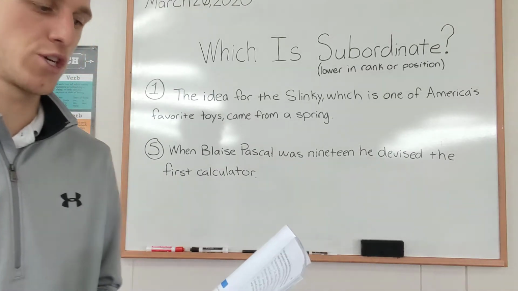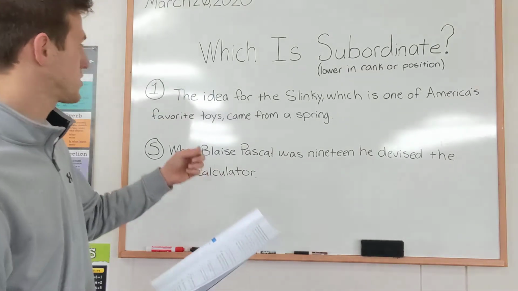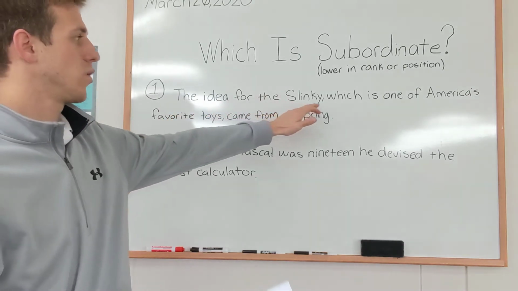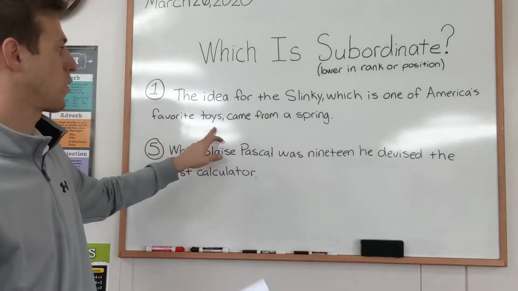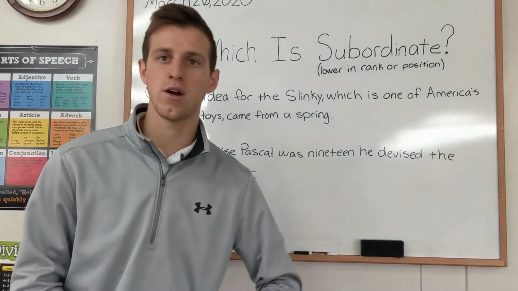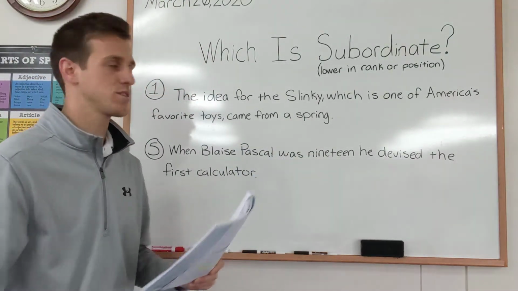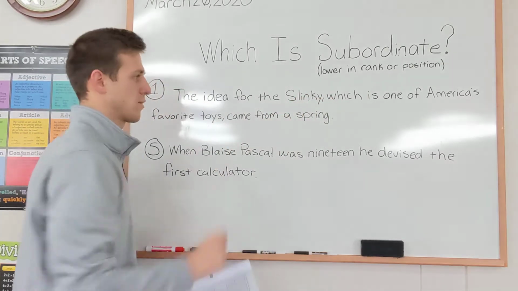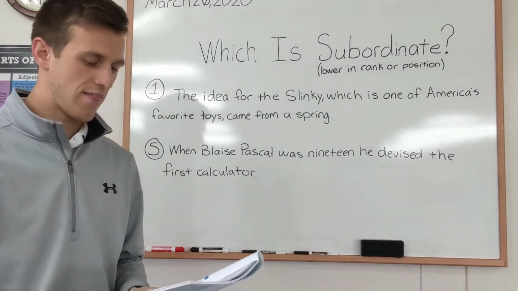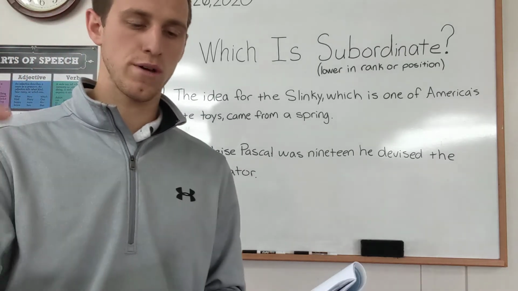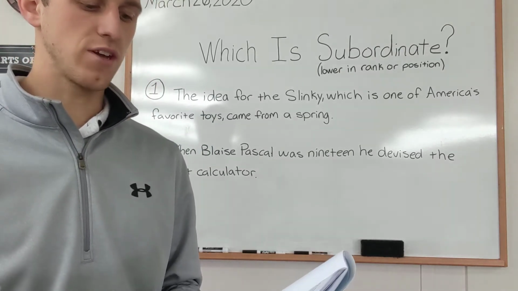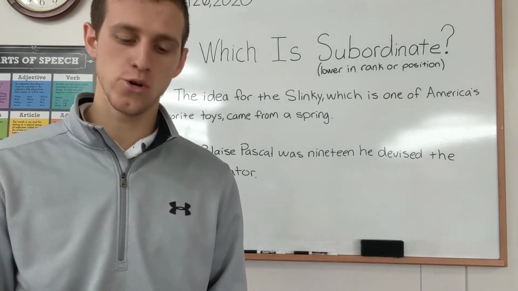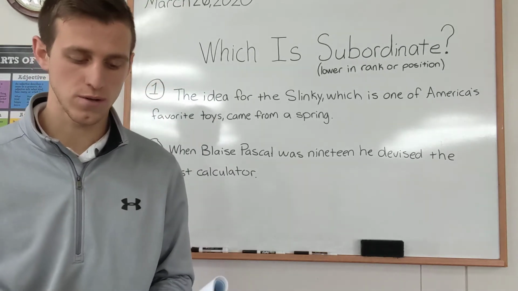Our first sentence is our independent clause, and then our second sentence is gonna be our subordinating clause with our less important information. So the way we could write this using our relative pronoun which is the idea for the Slinky, which is one of America's favorite toys, came from a spring, all right? Notice how we just combine the two sentences with our subordinate clause containing our less important information. And then that's what you're doing for numbers 2, 3, and 4. Number 5 through 7, you're just gonna write a complex sentence and decide which to use as a subordinate clause.